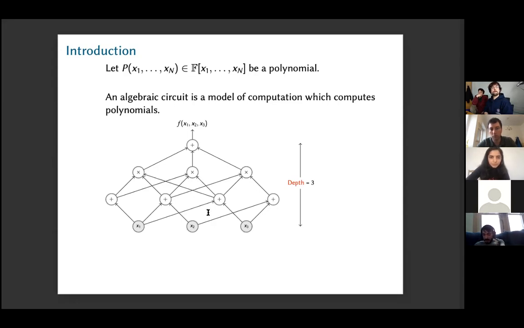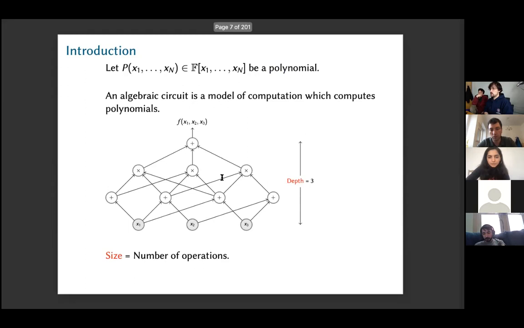And here is a kind of a picture. And we've been talking about size, which is the number of operations. But another thing which is of interest also is the depth.